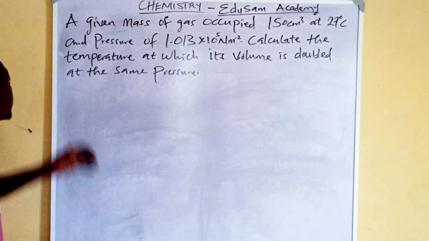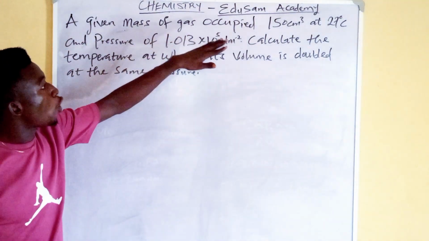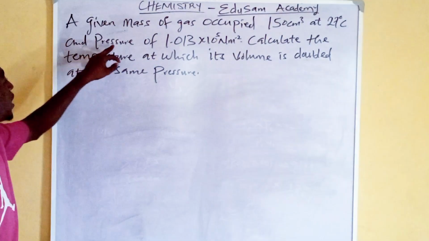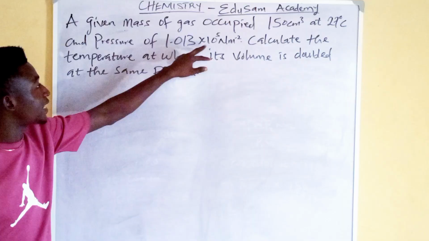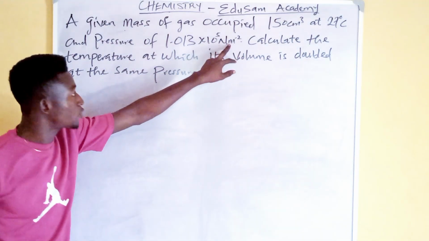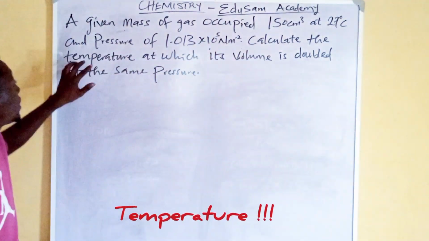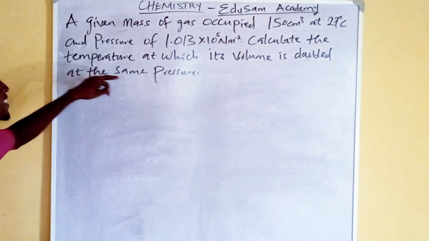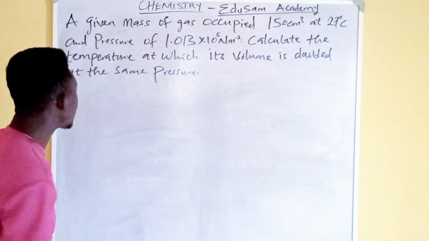The question says a given mass of gas occupied 150 cm³ at 27 degrees Celsius and pressure of 1.013 times 10 raised to power 5 Newton per meter square. Calculate the pressure at which its volume is doubled at the same pressure. Now let's quickly write out our parameters.